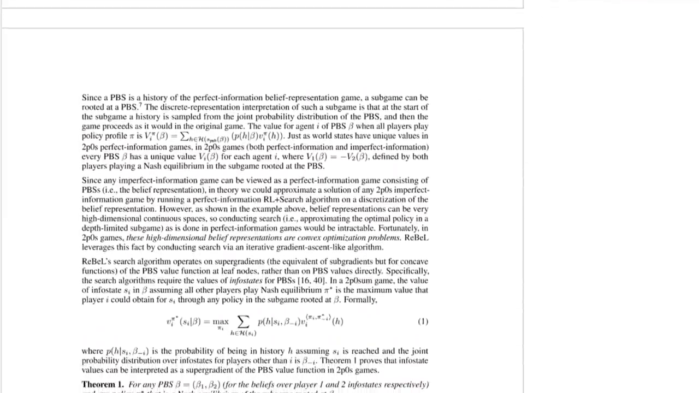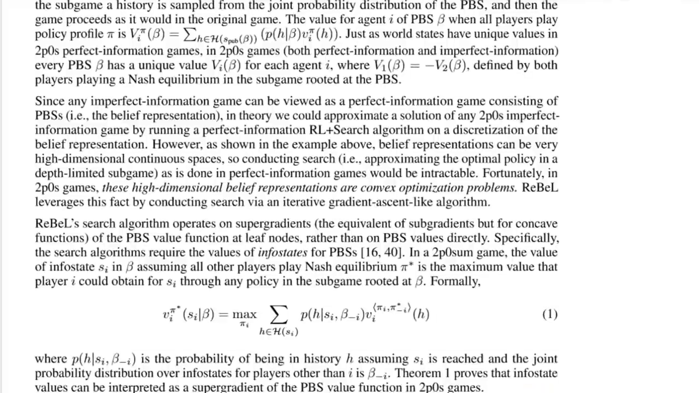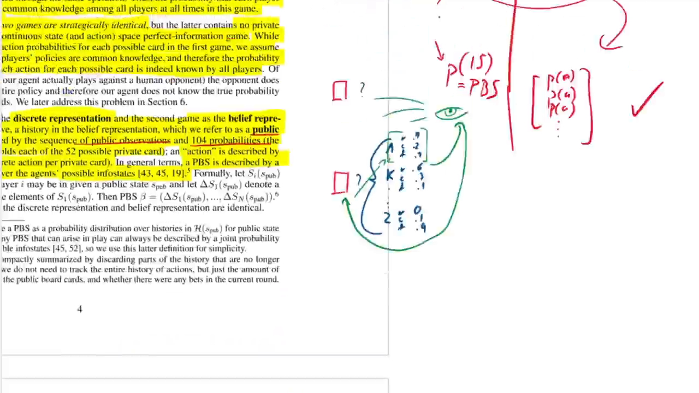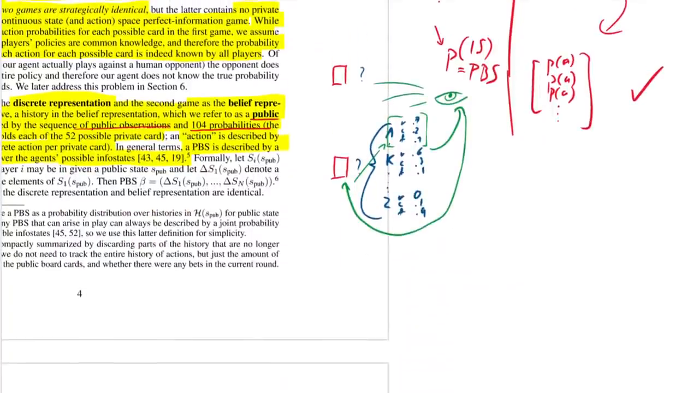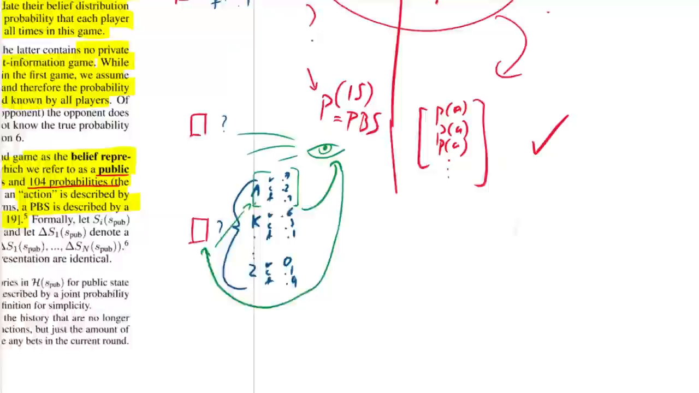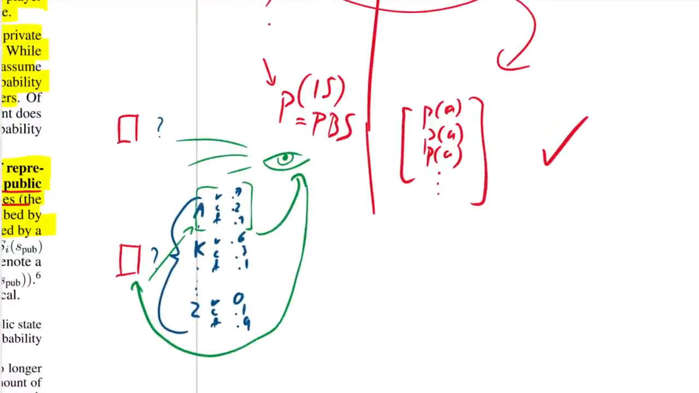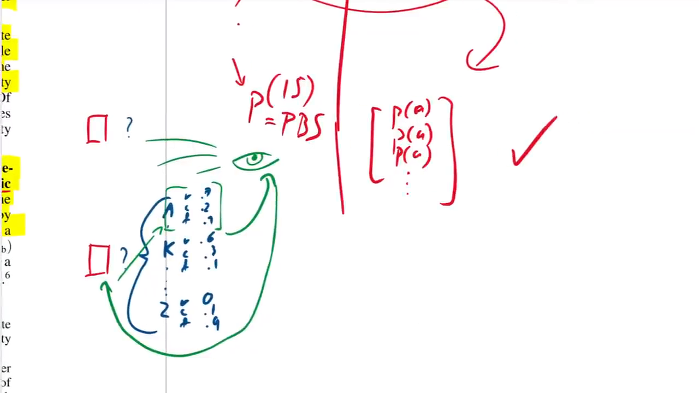So they say, since any imperfect information game can be viewed as a perfect information game consisting of public belief representations, or public belief states, in theory, we could approximate a solution of any two-player zero-sum imperfect information game by running a perfect information RL plus search algorithm on a discretization of the belief representation. Okay, so nothing stops you from simply taking this and running AlphaZero on this new thing, with the states being public belief states and the actions being these giant tables. You might have to discretize it, as it says, but that's feasible.